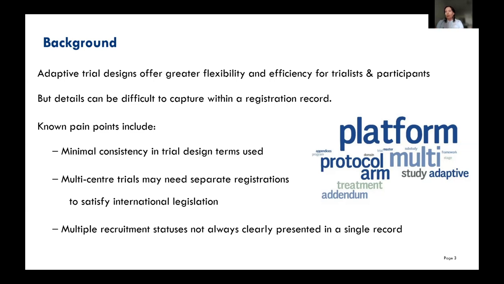And because of the different nature of information required by each of these registries, the information presented in the records may also slightly differ. As I mentioned earlier, these trial designs often involve different recruitment arms, which may be recruiting at different times throughout the trial. So you could possibly have a 5-arm trial where 2 arms are recruiting, 1 is closed and 1 is pending review. And it's not always easy to present all of this within a single trial record.